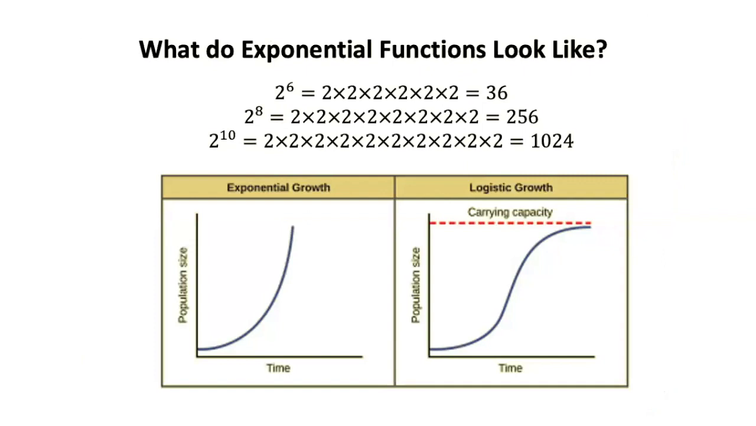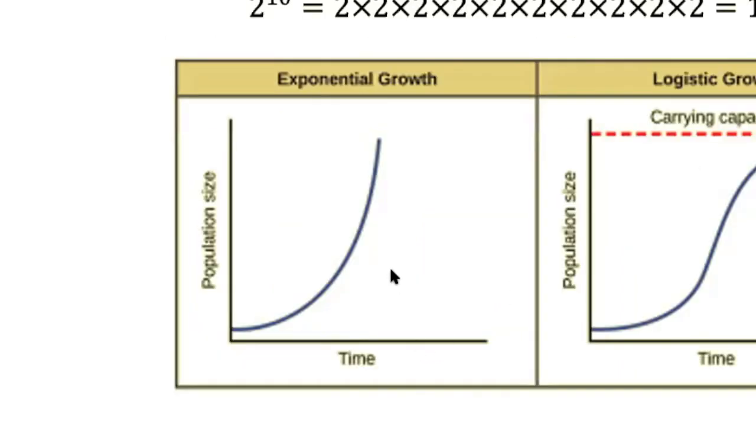What do exponential functions look like? Well, they get big very quickly. Notice 2 to the 6th is 64, 2 to the 8th is 256, and 2 to the 10th is 1024. Notice the amount of change between each of these is increasing. That causes a graph like this. Exponential growth will start slow, but then it quickly escalates.